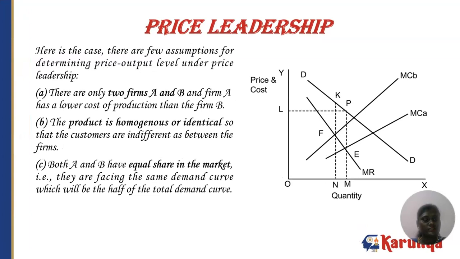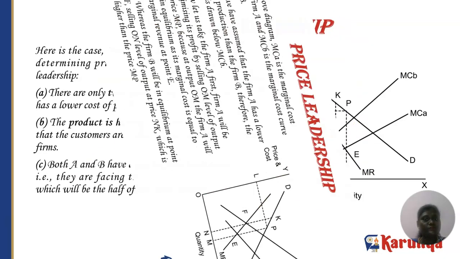Here is a case. For example, let us assume, for determining the price-output level under price leadership, there are only two firms, A and B. Firm A has a lower cost of production than firm B. The product is homogeneous or identical, and the customers are indifferent between the firms. Both A and B have an equal share in the market and face the same demand curve, which will be half of the total demand curve.